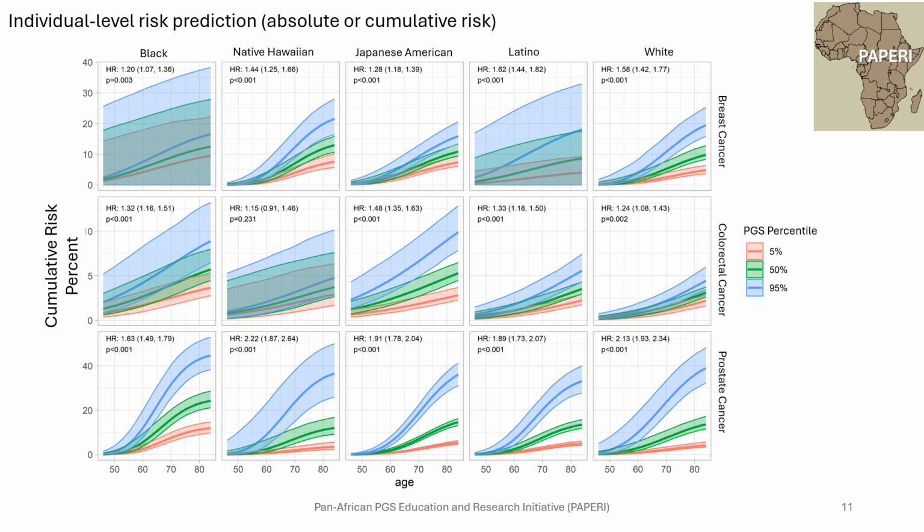And then on the y-axis of panels here, we can see we have panels for breast cancer in the first row, panels for colorectal cancer in the second, and panels for prostate cancer in the third. So if we were to look at this corner panel down here, the very first one, for Black individuals and prostate cancer, what this figure represents is the probability of an individual having prostate cancer by a given age based on their polygenic risk score.